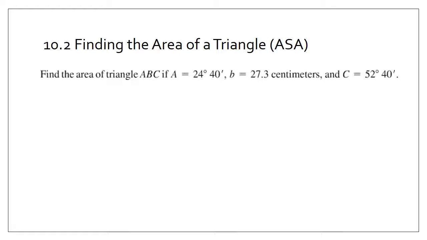Now we're going to find the area of a triangle if we have angle A is 24 degrees, side B is 27.3, and angle C is 52 degrees 40 minutes. You'll notice we don't exactly have everything we need, which means you're going to have to find the missing measurements. So you're going to need to use the law of sines or cosines to find what missing information you need, and then use an area formula. Think this through. A sketch will often help. Pause the recording, give it a try, and resume to check your answer.